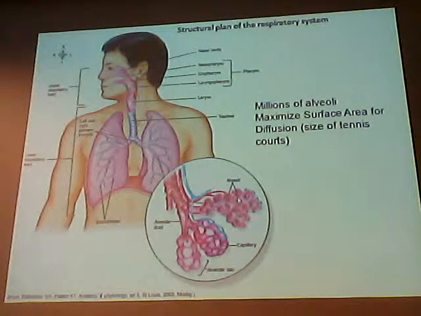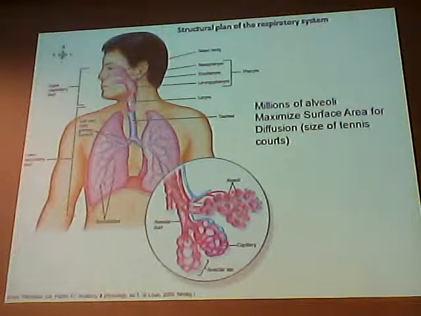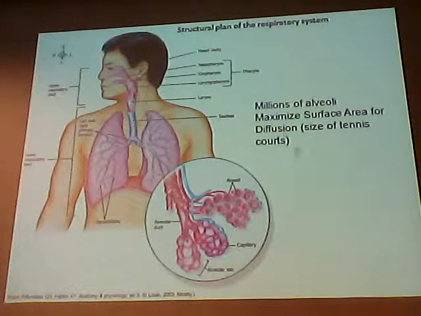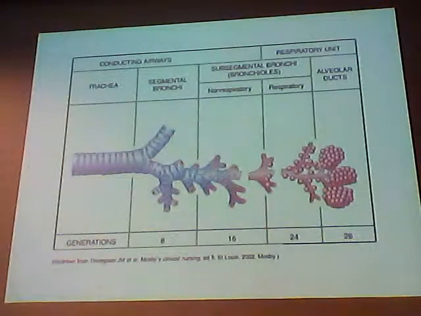So you've got millions of alveoli, going down to the very smallest layer of the lungs for the respiratory system. And you want to maximize your surface area for diffusion. If you were to lay it all out, it'd be like the surface area of a tennis court. You can have so much surface area, but limited volume that you're working with.